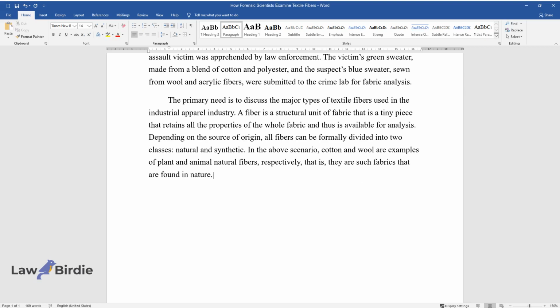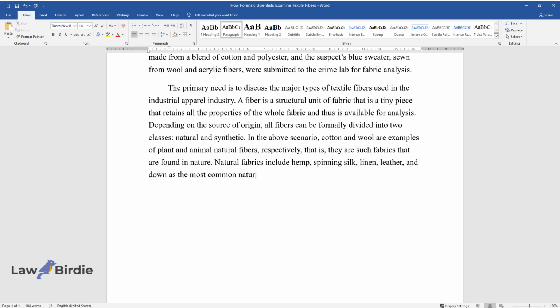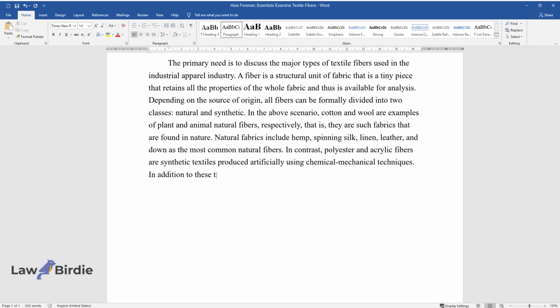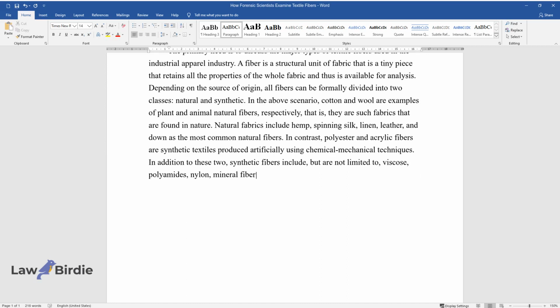Natural fabrics include hemp, spinning silk, linen, leather, and down as the most common natural fibers. In contrast, polyester and acrylic fibers are synthetic textiles produced artificially using chemical-mechanical techniques. In addition to these two, synthetic fibers include, but are not limited to, viscose, polyamides, nylon, mineral fibers, and lycra.